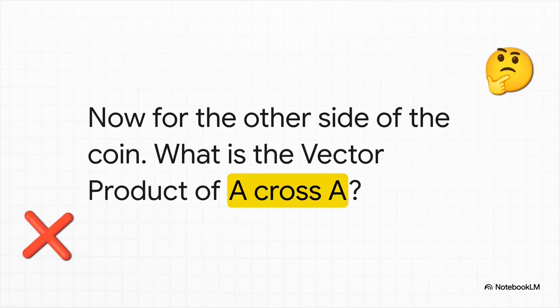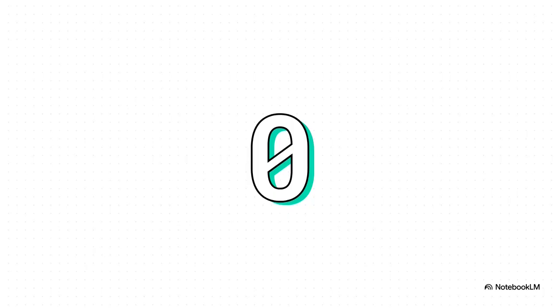Hold that thought. Now for the other way of multiplying. What happens when we take the vector product? What happens when we cross A with itself? Now we're asking a totally different question. Give me a new vector that's perpendicular to both A and A. And the answer is 0. A big, fat 0. Not a vector pointing off into space, but the 0 vector.